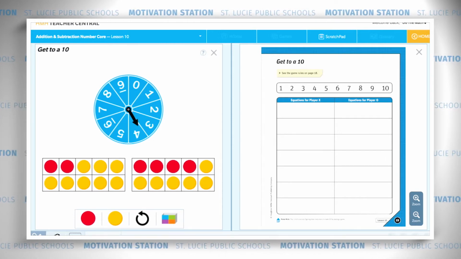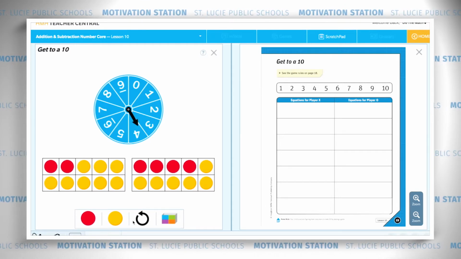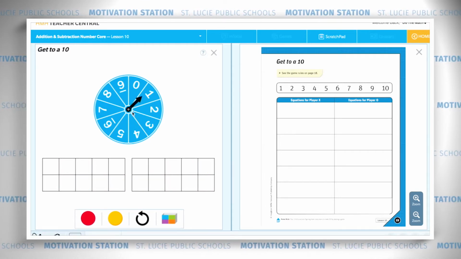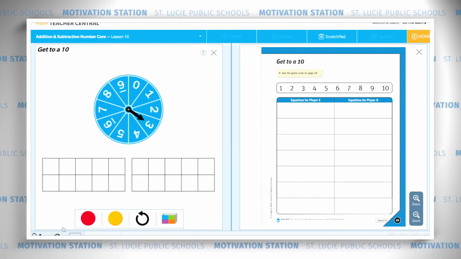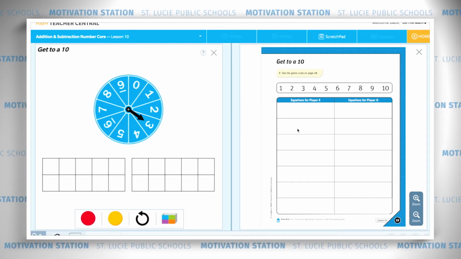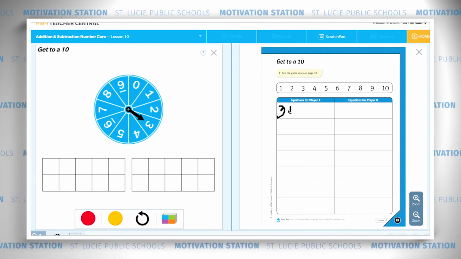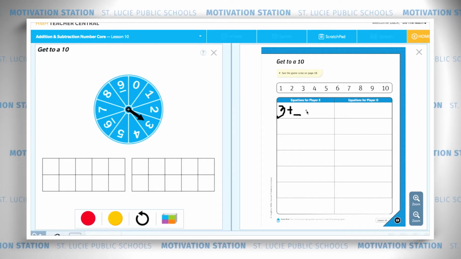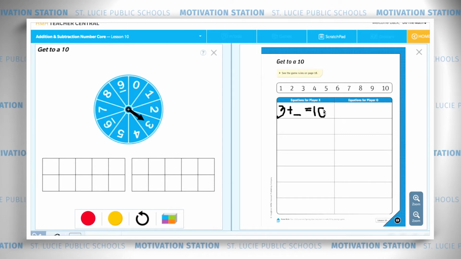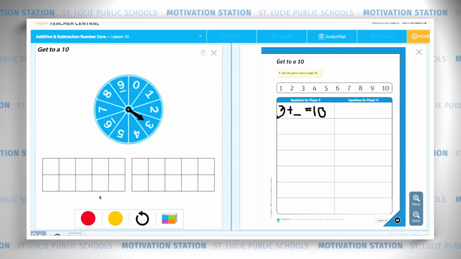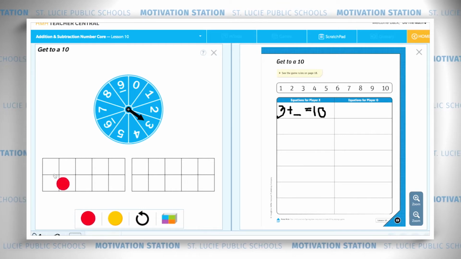Okay, so let's unclick that write tool so that we can move our spinner. And we're going to reset. Start with clean tens frames. Okay, so I got the number 3. I'm going to come over here and write 3 plus blank equals 10. Doggy said it could be X again. Okay, now I'm going to fill in my tens frame. Remember to unclick that write tool so it doesn't keep writing.